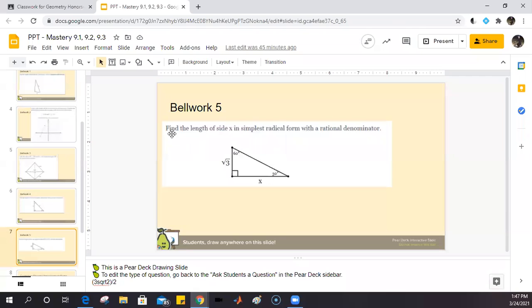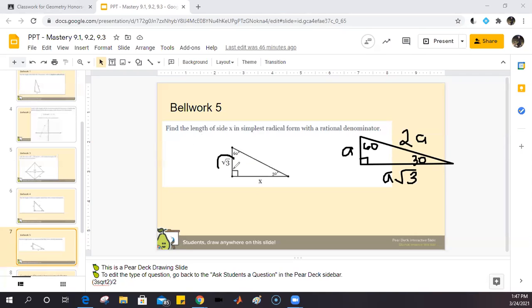Last question, find the length of the side, simplest radical form. This time we have a 30, 60, 90 triangle. So our 30, 60, 90 triangle model says that the side across from the 30, I'm not going to use the letter X, I'm going to call it A. The side across from the 30 is some number A. The hypotenuse is twice that number, and the side across from the 60 is that number times the square root of 3. Now we are given the square root of 3 is the side across from the 30, so that's equal to A. So A is equal to the square root of 3.